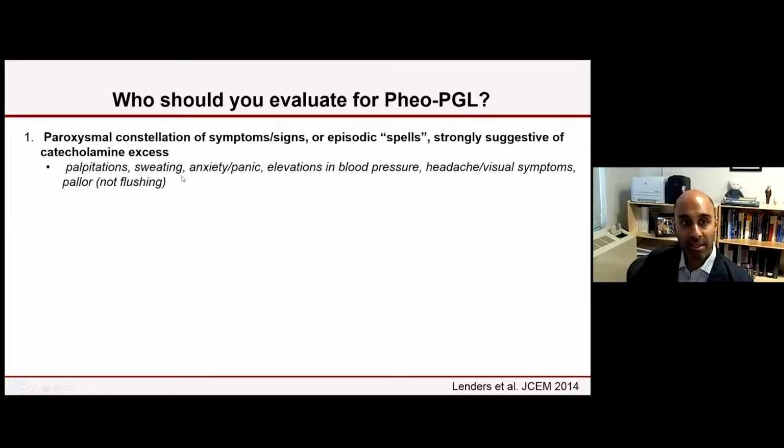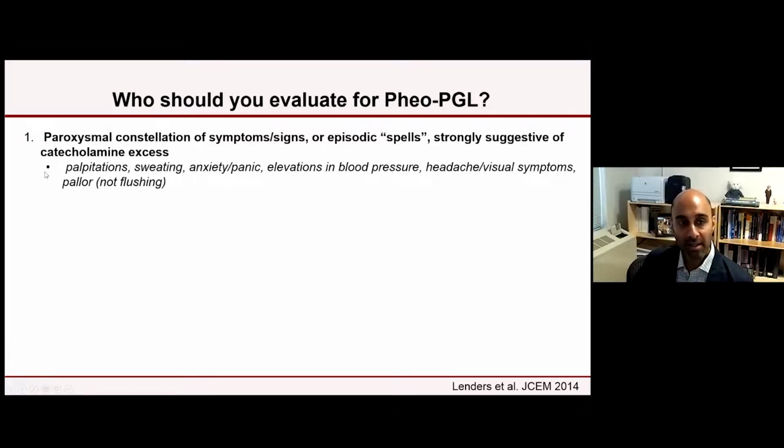Anybody with a paroxysmal constellation of signs and symptoms that are concerning for catecholamine excess, and they usually should occur in spells, episodes that are consistent with surges in catecholamines being released. So episodic palpitations, sweats, anxiety, panic, elevations in blood pressure if they're measuring it, and if these are really severe, even headaches and visual changes.